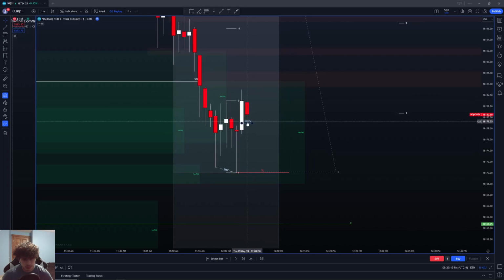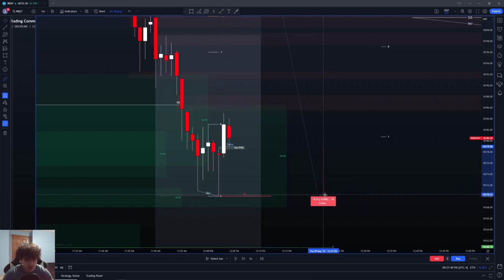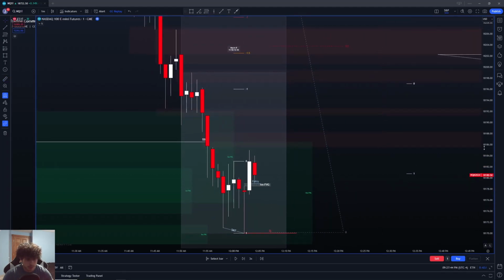So right here, displacement up above this high. We actually close equally with the candle close. It looks like just about equally. Create a fair value gap right in here. This can be entry. Stop at this candle low. Just because this is a really tight stop, I would not put it here. I'd probably put it at this candle low. This would be a 9-point stop.